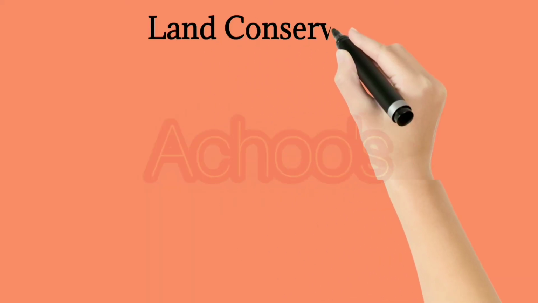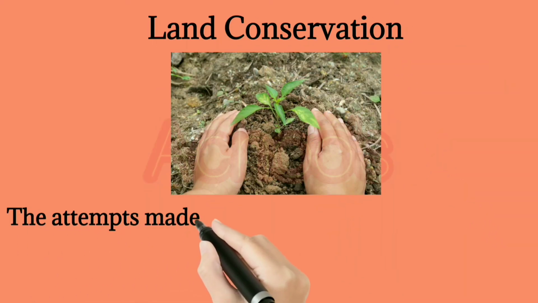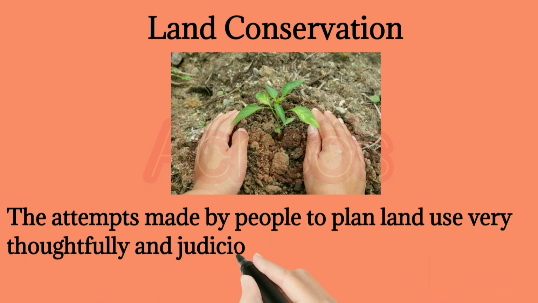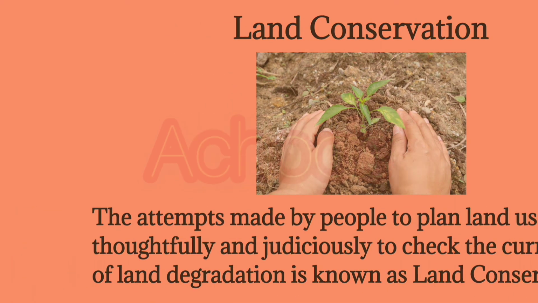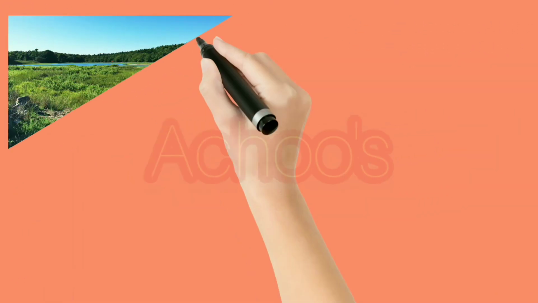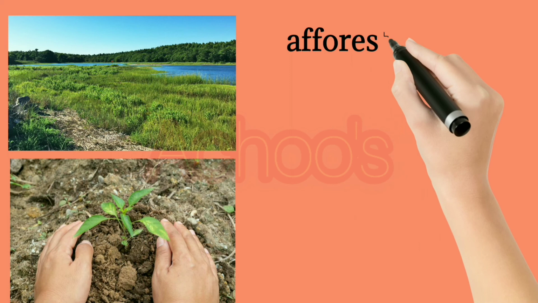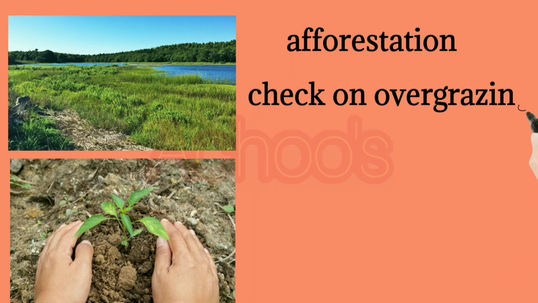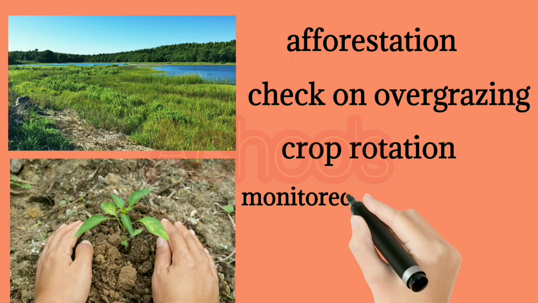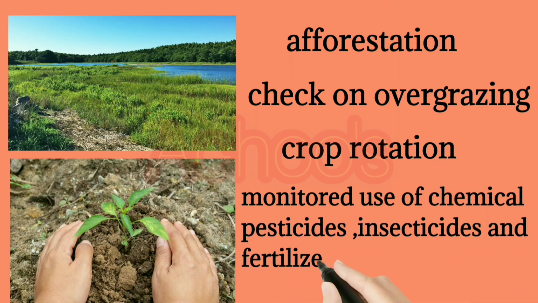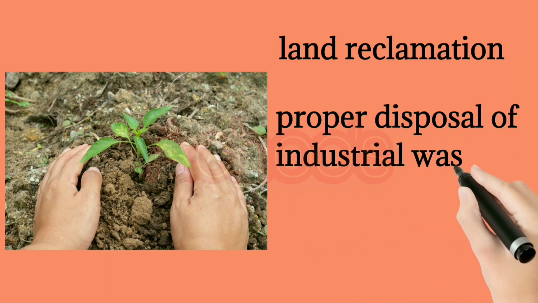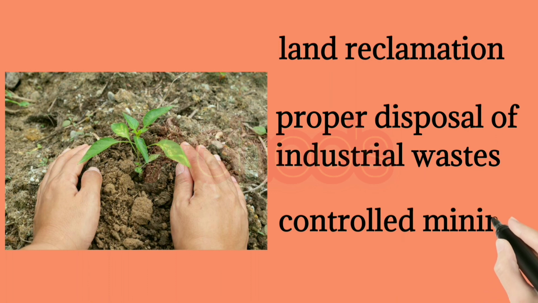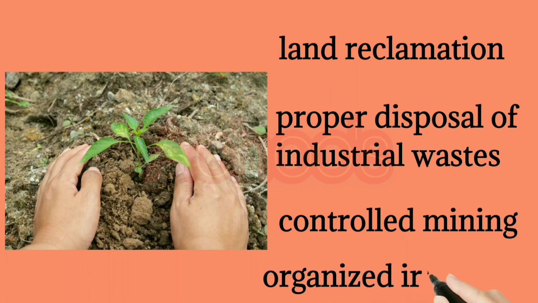And the next topic is land conservation, which means the attempts made by people to plan land use very thoughtfully and judiciously to check the current rate of land degradation is known as land conservation. And some common measures adopted for conservation of land resources are afforestation, check on overgrazing, crop rotation, monitored use of chemical pesticides, insecticides and fertilizers, land reclamation, proper disposal of industrial waste, controlled mining and organized irrigation.